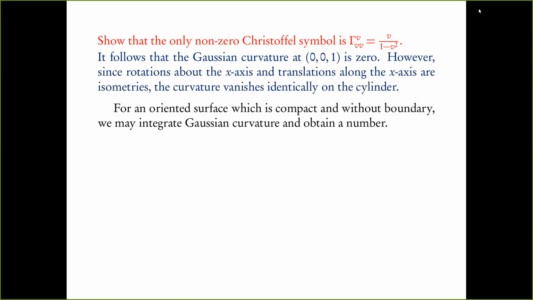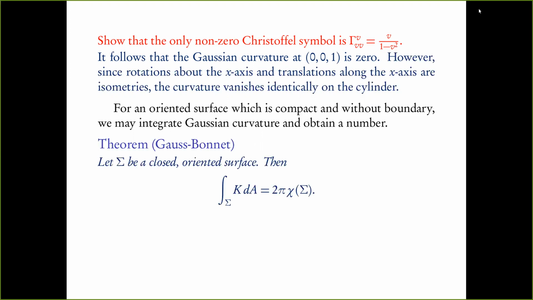We're going to assume that the surface is compact without boundary. So every point has an open neighborhood around it which looks homeomorphic or diffeomorphic to an open ball. So there's no boundary and it's compact. Compactness is important because we're going to integrate something on the surface, and without compactness you may not be able to integrate a general function. So we can integrate this Gaussian curvature using the surface area or the surface form and obtain a number.